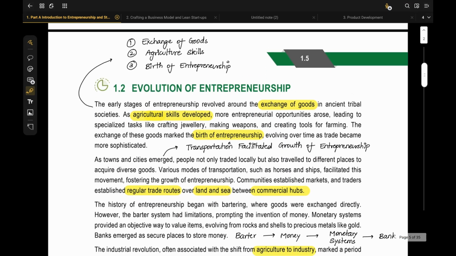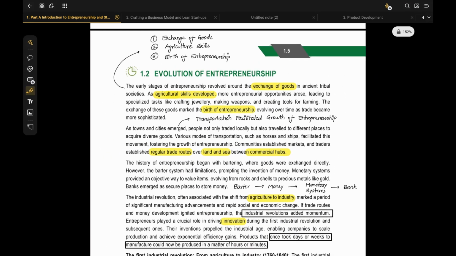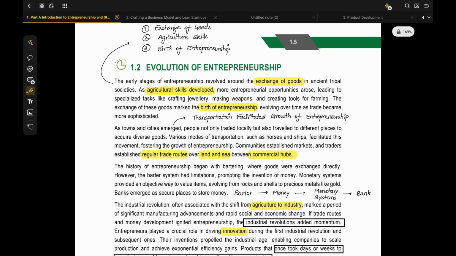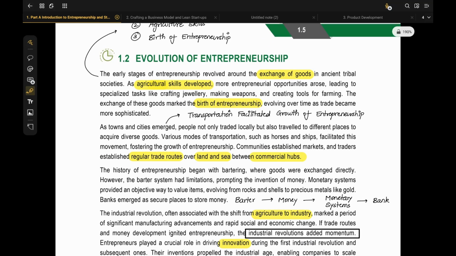Next thing is history of entrepreneurship. Here, this is a very long story. Here they are giving it in detail, but I will simply say it in a summary manner. First of all, earlier, before the invention of money, we had the barter system. We exchanged goods for goods.